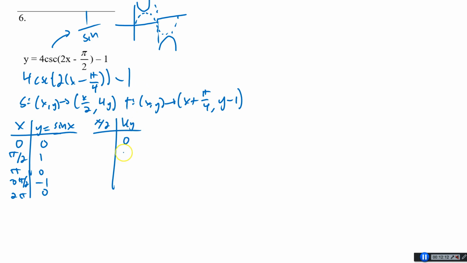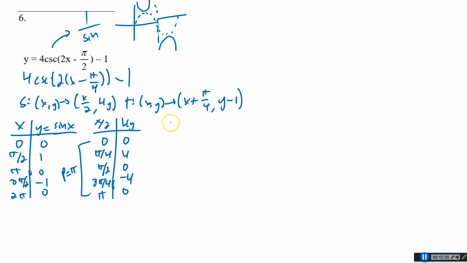So let's do the y's. So 0, 4, 0, negative 4, 0. So our amplitude is 4 now on this one. X's are going to be 0, pi over 4, pi over 2, 3 pi over 4, and then just pi. So our period, it looks like, is pi.